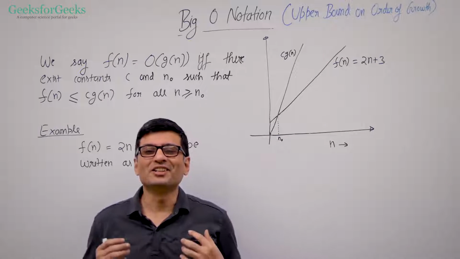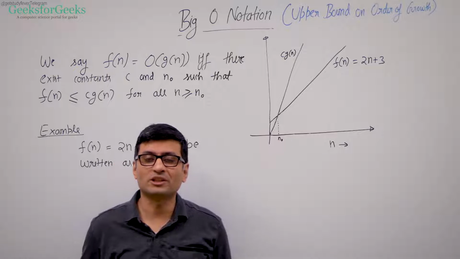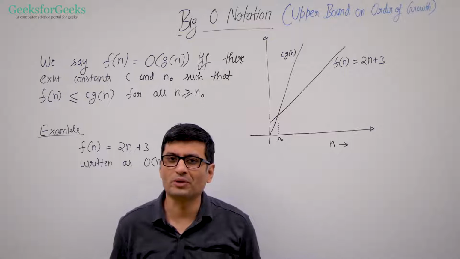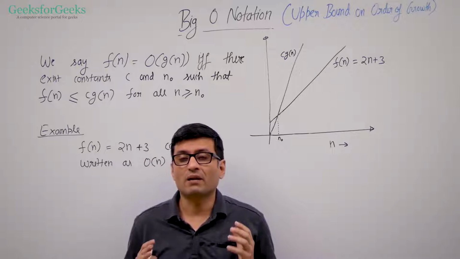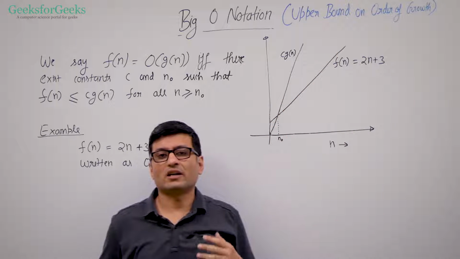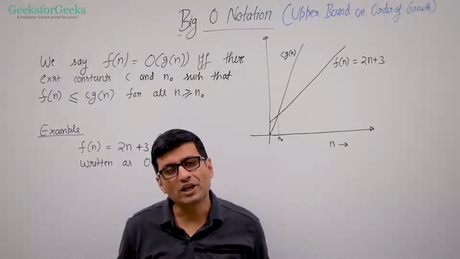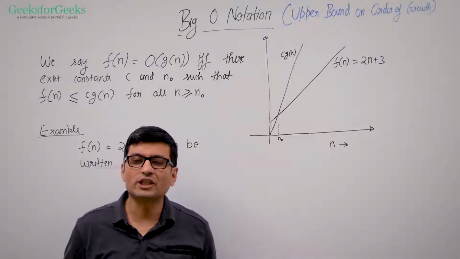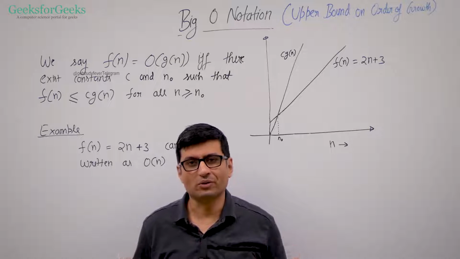Hi, in this video we are going to talk about the first mathematical tool to represent order of growth of a function, and this tool is called big O notation. Big O notation represents an upper bound on order of growth, and there exists a direct way to find the big O notation of any function. The direct way is: ignore the lower order terms, ignore the constant of the leading term. Whatever you get is your big O notation.